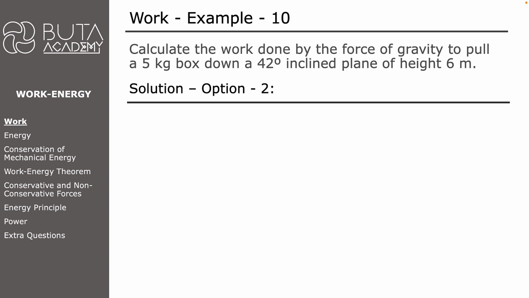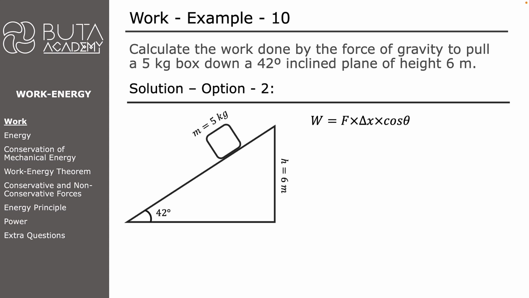While describing this strategy, we will include a few extra steps that are not included in the exam question solutions. These steps are only given for clarification purposes. Again, we begin the solution by writing down the work formula. Next, we draw a diagram that allows us to quickly and easily see all of the given values. The object has a mass of 5 kg, an incline angle of 42 degrees, and an incline height of 6 meters.